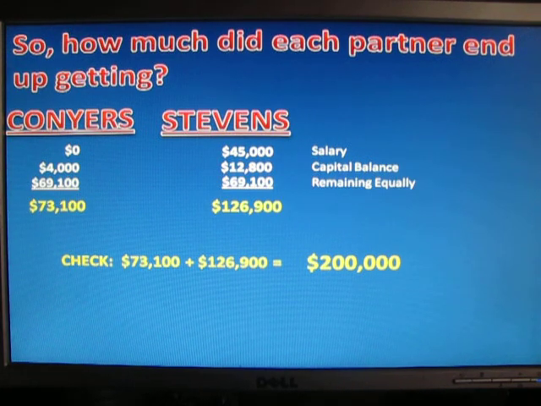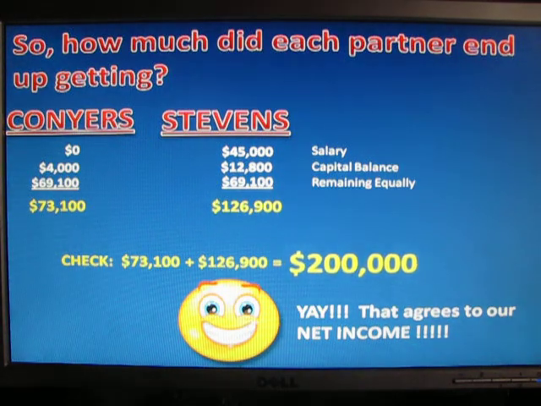And there's always a check for this. What you distributed should tie back to the $200,000 net income. Yay, it does. Hope you understand how to do partner distributions now.